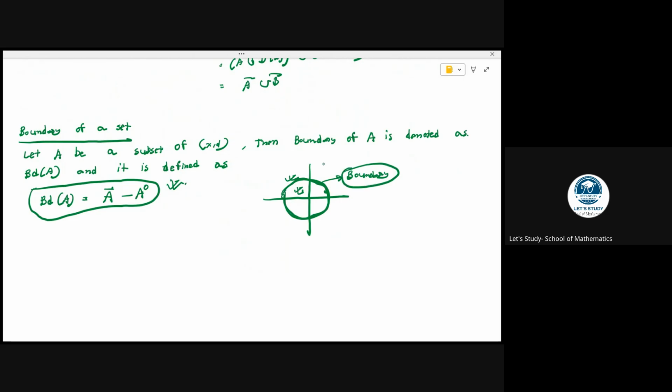So in today's class, we have defined interior, closure and boundary, and there are some specific properties. And in the next class, we are going to discuss dense sets and nowhere dense sets, and we are going to solve some problems.